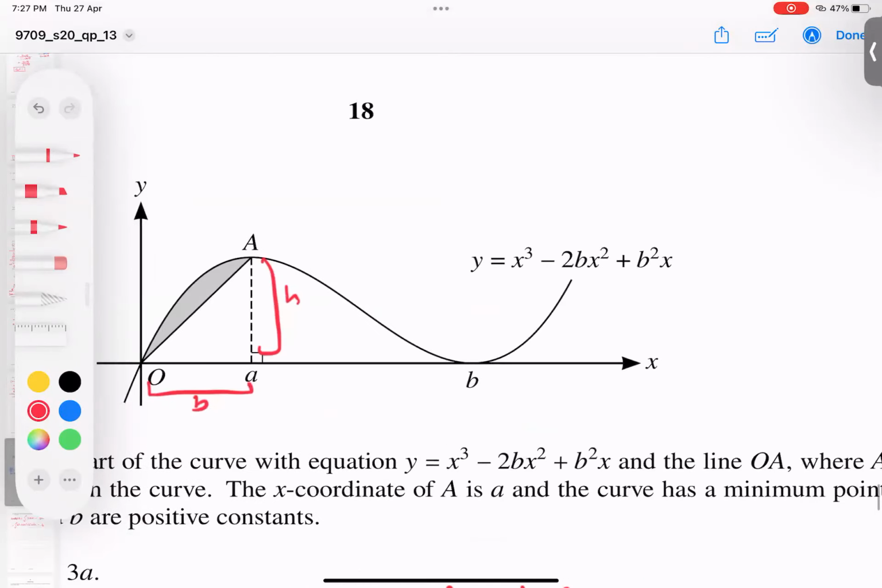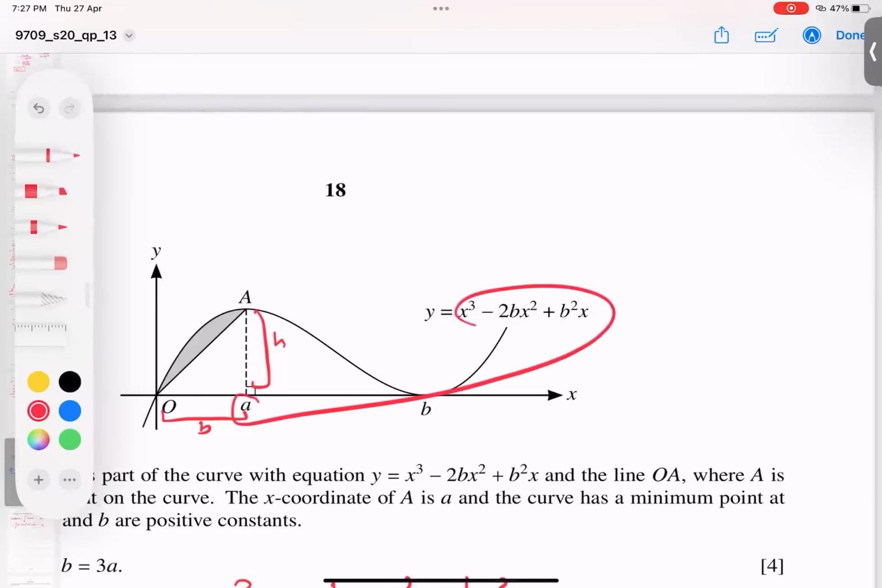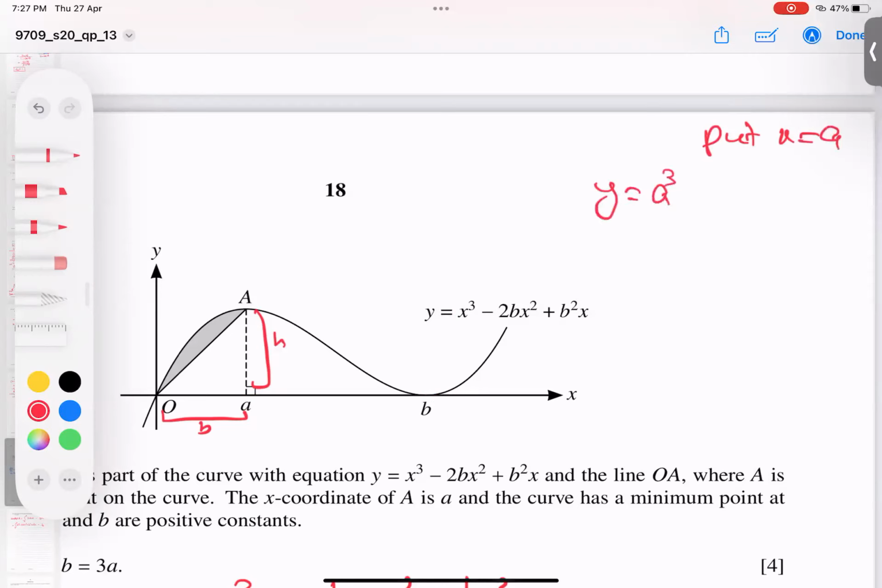And height, how do we get the height? This a value replaces every x. So first of all, do this job. When I replace a in every height, put x equal to a in every value. I get x cube, a cube, and 2b a square and b square into a. Repeat. I'm replacing every x by a.